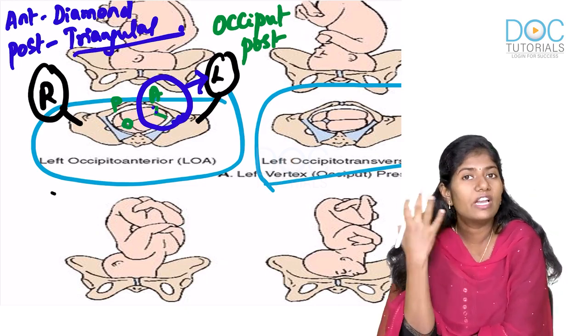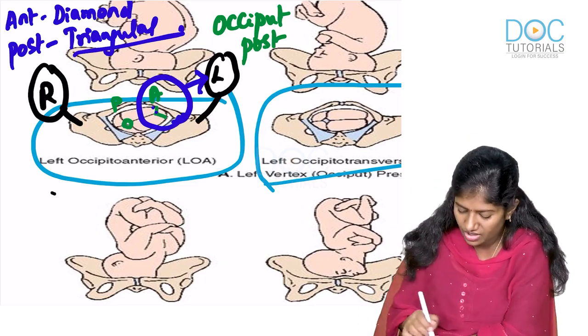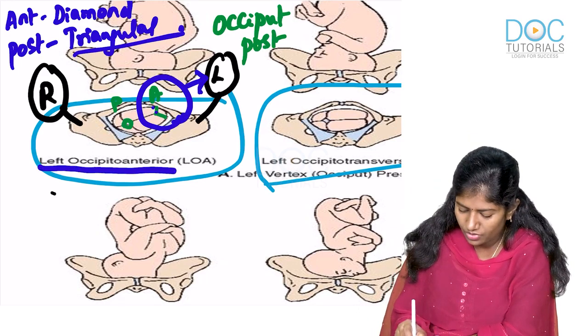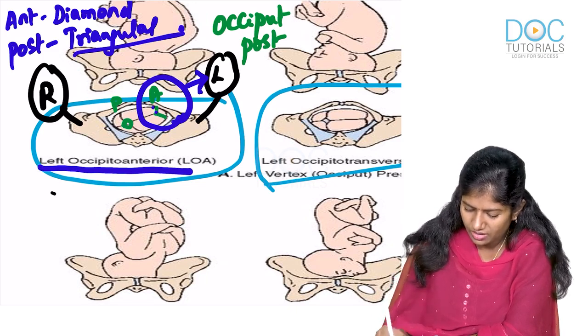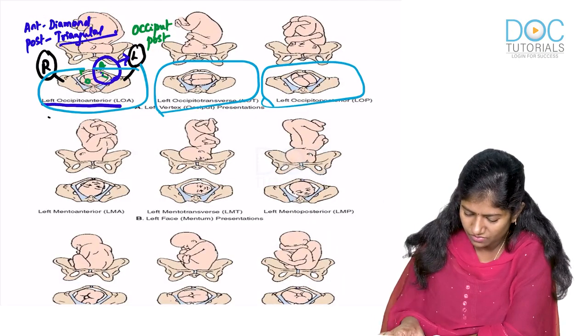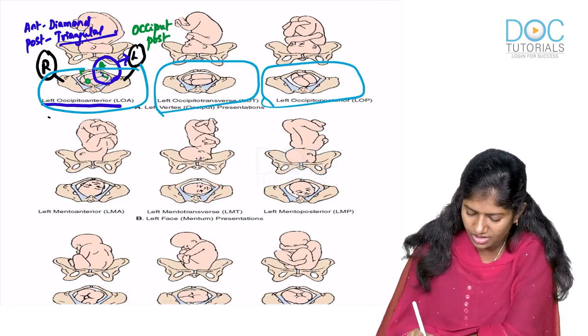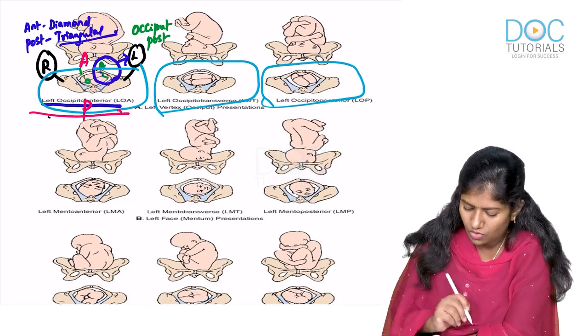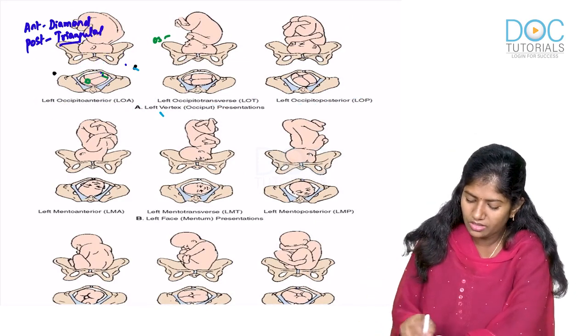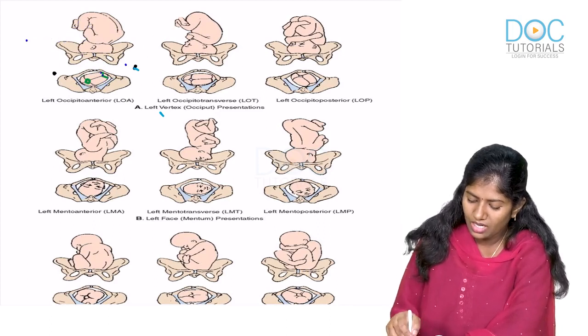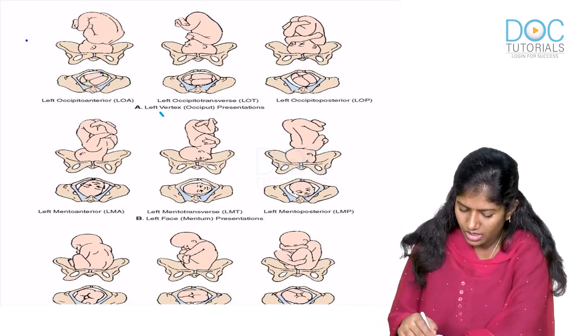So, left occiput or right occiput here? In this picture, it is left occiput and this is anterior. This is the anterior quadrant. This is the posterior quadrant. So, it's left occipito anterior. Now, look at this picture. This might look confusing to you. Now, I will tell you how I am deciding on this one.